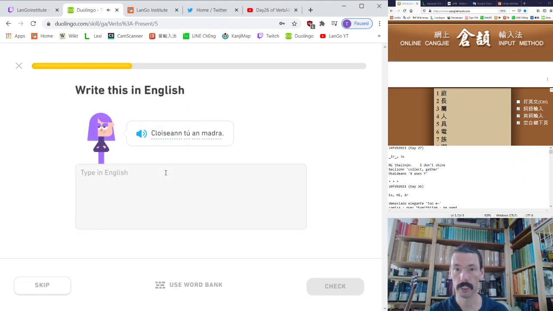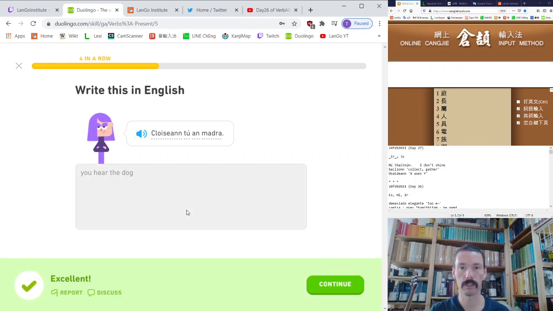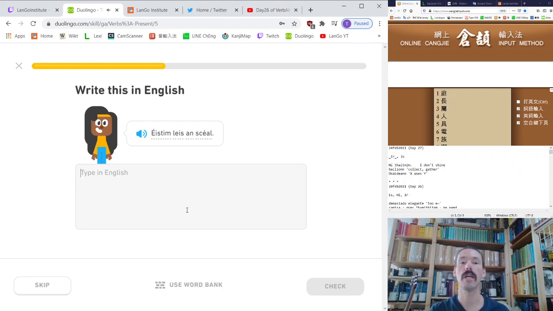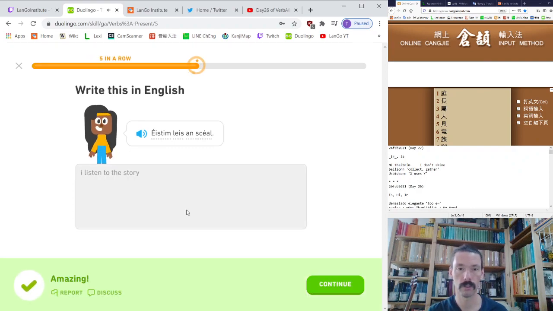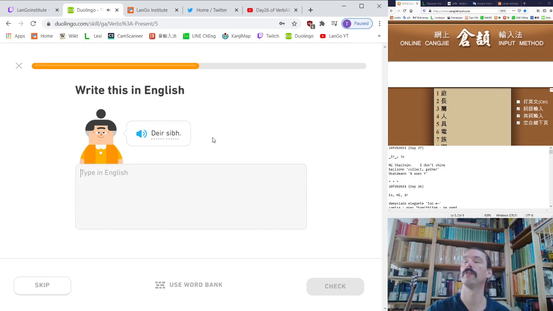Cloiseann tú an madra. Cloiseann, to hear. You hear the dog. Éistim leis an scéal. Leis, with the story. So it's literally I listen with the story. I'm going to say I listen to. Deir sibh. Shiv means you, plural. Deir, to say, like dicere in Latin. I wonder if they're related. You say is the meaning.